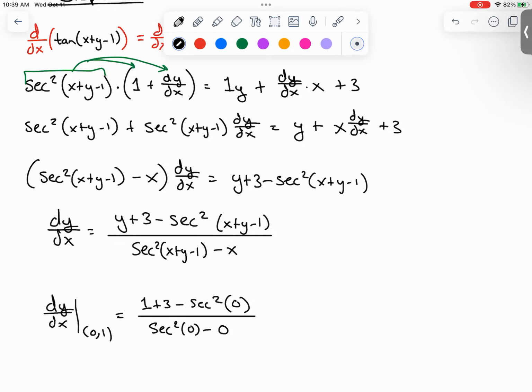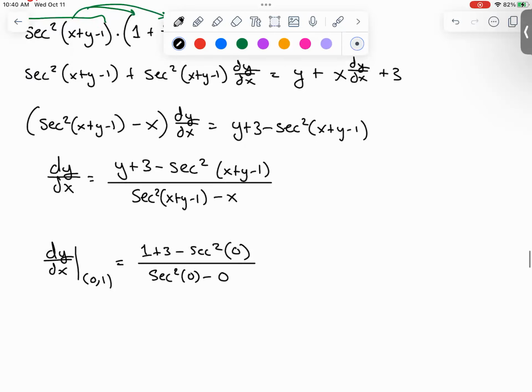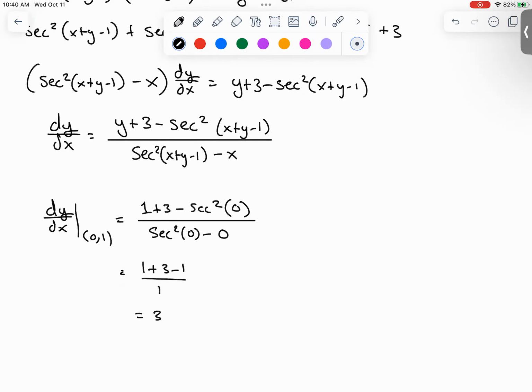And what's secant squared of 0? 1. Exactly right. Because secant is 1 over cosine. Cosine of 0 is 1. So secant of 0 is 1 over 1, which means the secant squared of 0 is 1 squared, 1. So we end up with 1 plus 3 minus 1 over 1, which is 3.